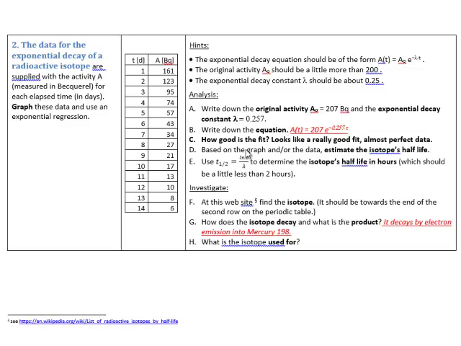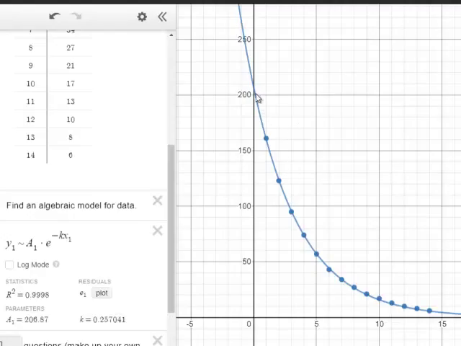Based on the graph and or the data, estimate the isotope's half-life. So let's go back for that. So here we have a little bit more than 200 to begin with, which means we're going to look at a little bit more than 100, and that's close to 3 full days. So almost 3 days, that's what we would say here.